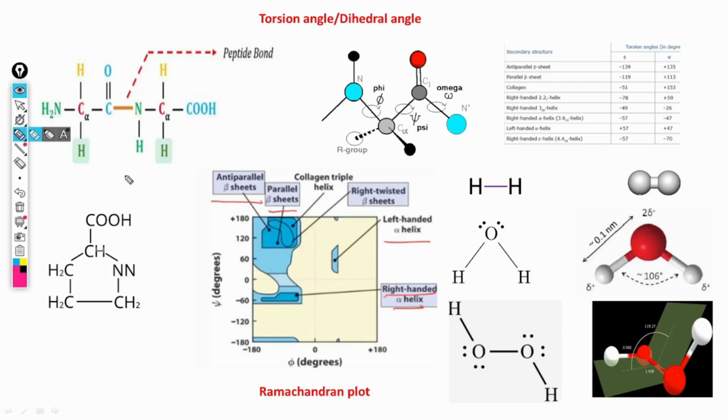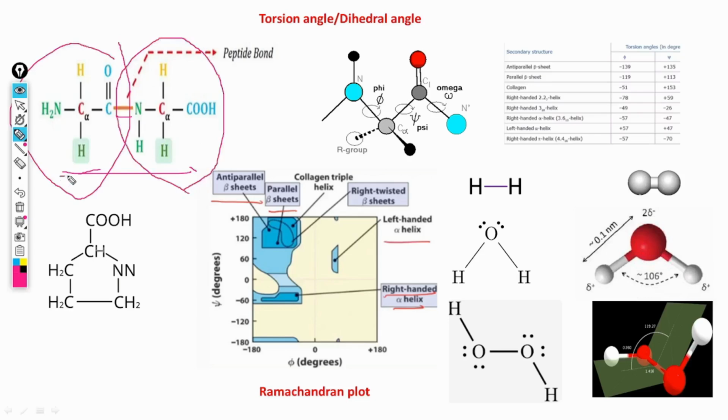Again, one thing: this bond has a partial double bond character. Because of this partial double bond character, it cannot rotate the angles properly. That means it hinders the rotation. That's why this phenomenon is called steric hindrance. Again, let's say in this molecule, this is one amino acid, this is another amino acid. Here this R group is hydrogen, that means it is the simplest.